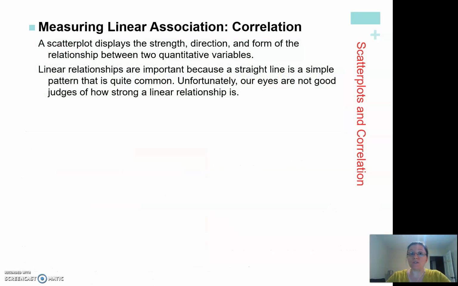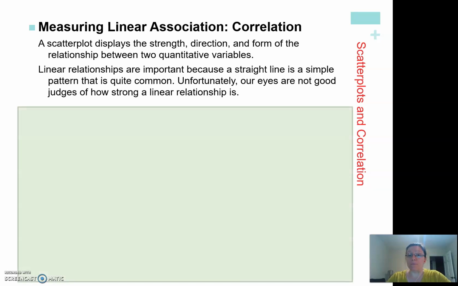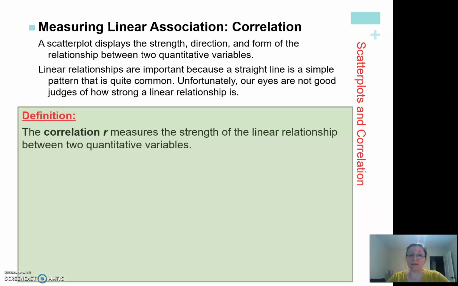What measures the strength of a linear association is something we call correlation. We use the letter R. It has a fairly complicated formula, but we're not going to worry about the formula. We're just going to know what it is. I'll show you the formula in a minute, but we more have to understand what it is.